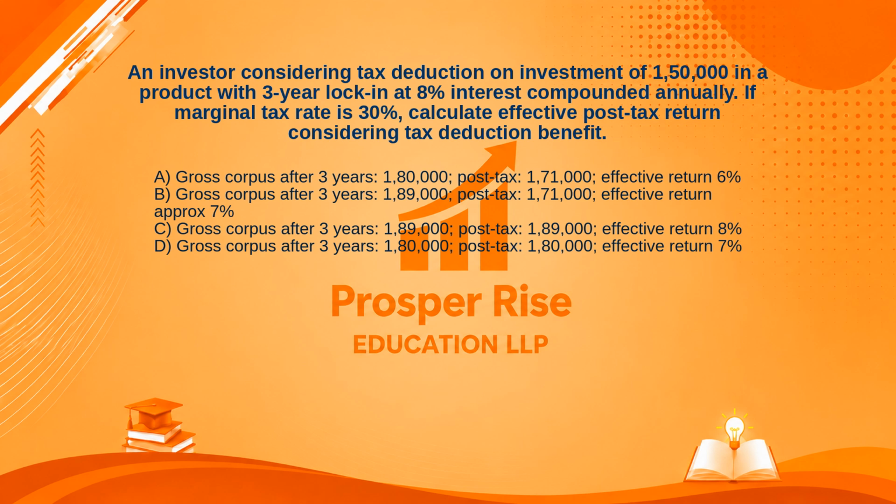Gross corpus after 3 years, 1,80,000, post-tax 1,71,000, effective return 6%. B. Gross corpus after 3 years, 1,89,000, post-tax 1,71,000, effective return approx 7%. C. Gross corpus after 3 years, 1,89,000, post-tax 1,89,000, effective return 8%. Or D. Gross corpus after 3 years, 1,80,000, post-tax 1,89,000, effective return 7%.